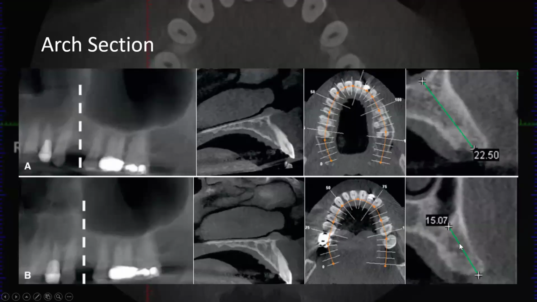You can also look at the bone width, right? This one's pretty uniform across there, but sometimes there's more of an indentation. You can have some areas where it's really narrow, so you got to pay attention to that.